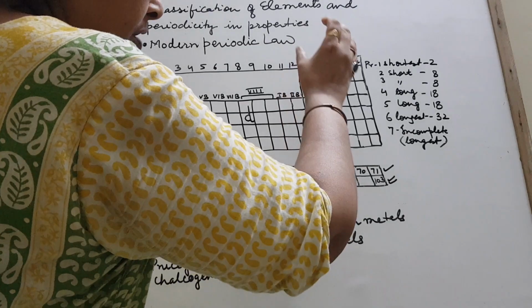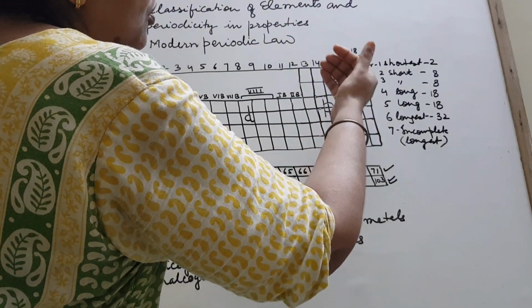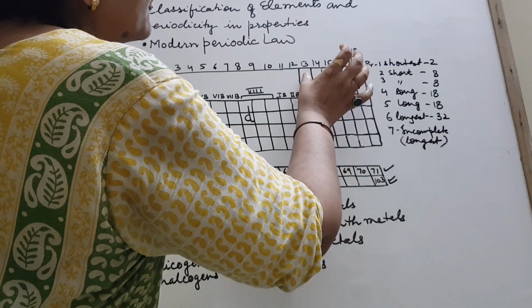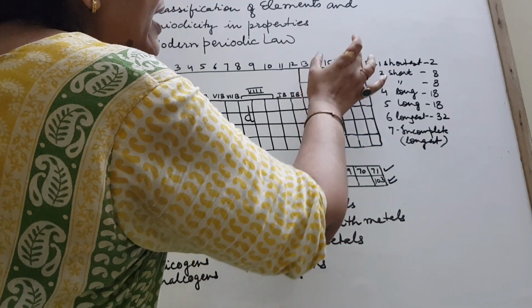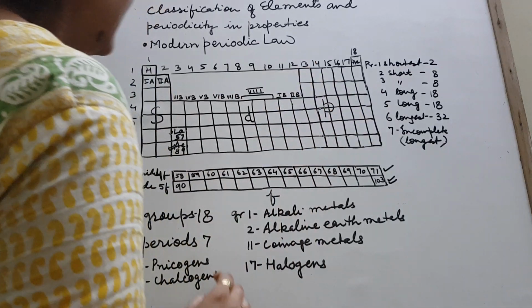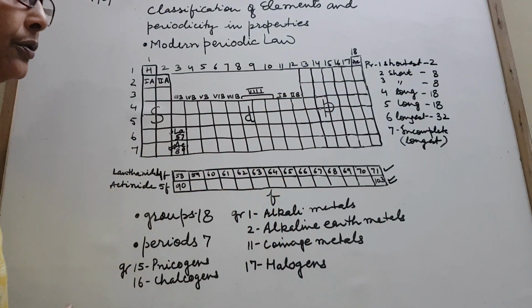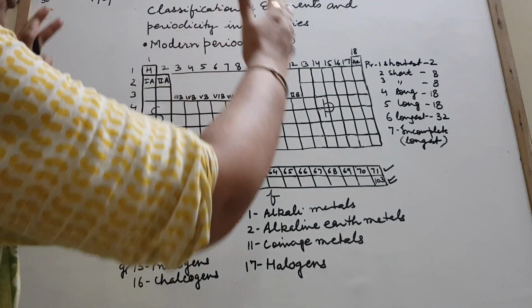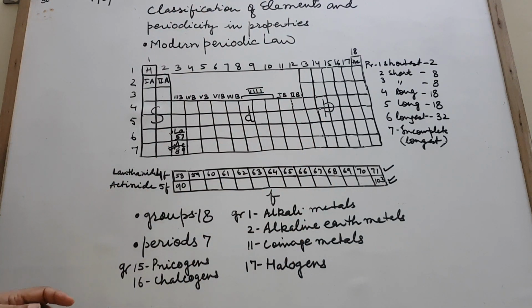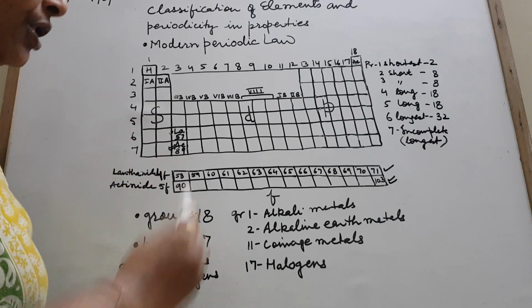If the last electron was entering the p subshell, they were placed in groups 13 to 18. They were called the p-block. If the last electron was entering d, they were called the d-block, and accordingly, as I told you, f-block elements. This is how we have a simple picture of our modern periodic table.